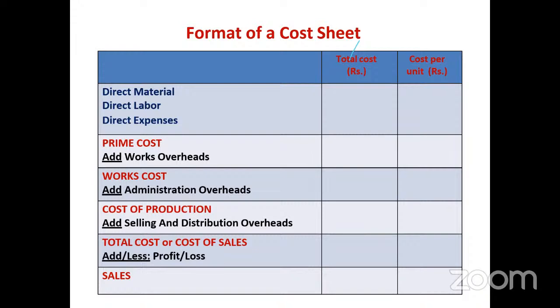So after getting the total cost, if you know the margin of your profit, you can also determine what your total sales are. Isn't it? Yes, sir. So the main reason for this breakup of the total cost into various components of cost is to control the cost.